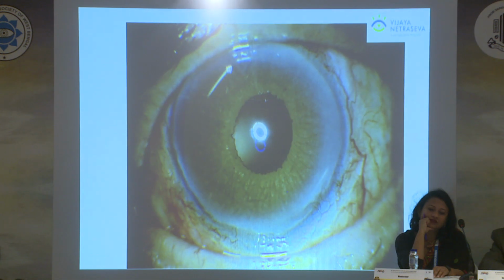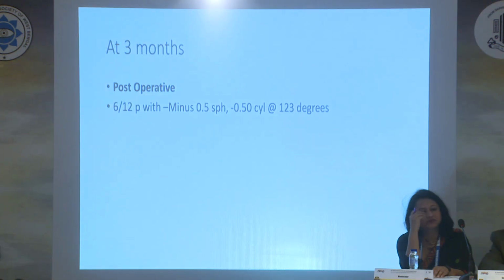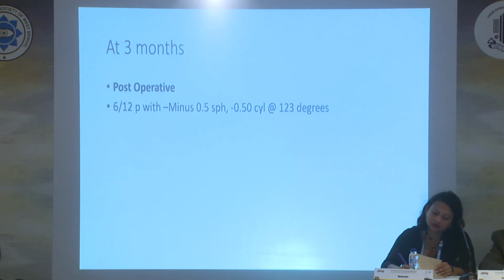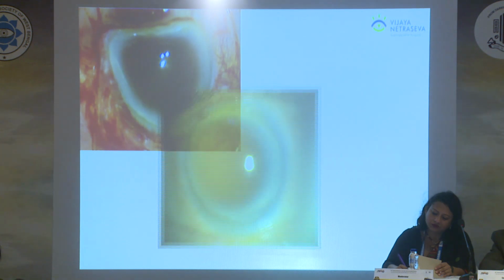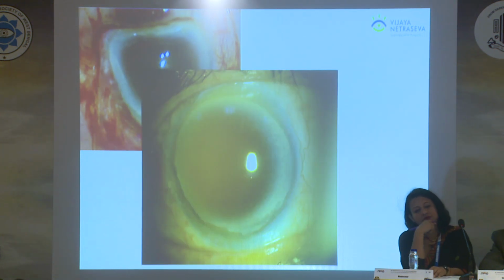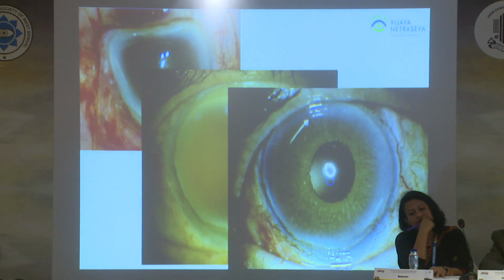So this was a 3-month post-op result. At 3 months, the post-operative refraction stabilized with 6/12 parts vision as we had expected, with minus 0.5 sphere and minus 0.5 cylinder at 123 degree. So we can take a patient from a squashed globe to a beautiful visual recovery.